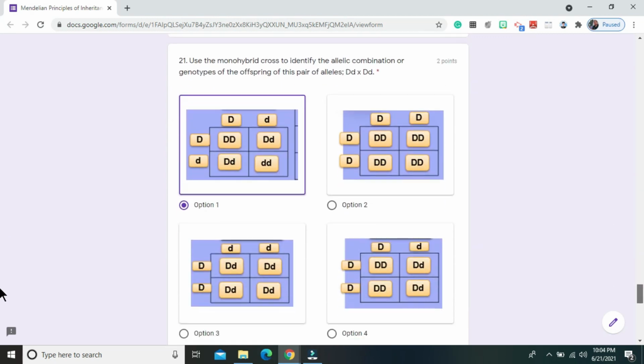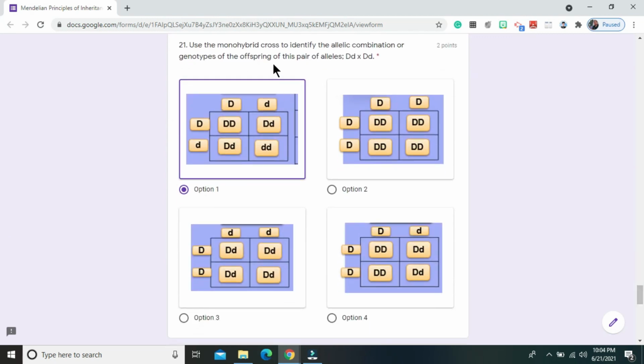Question number 22. Using the monohybrid cross, identify the allelic combination or genotypes of the offspring of this pair of alleles. Capital D, small d will be crossed with capital D, small d. The correct answer is this one.